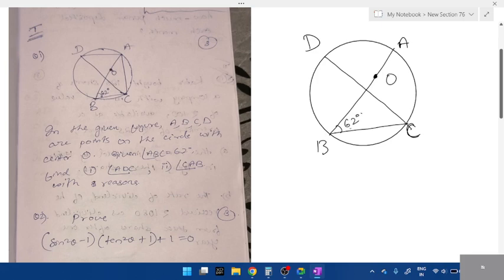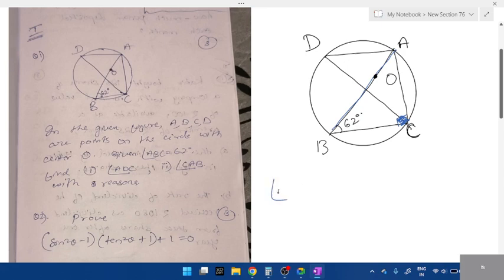In the given figure, ABCD are points on the circle with center O, and angle ABC is 62 degrees. If O is the center, what is AB? Diameter. If a diameter is given, always check for 90 degrees. Which angle will be 90? If AB is the diameter, angle C.